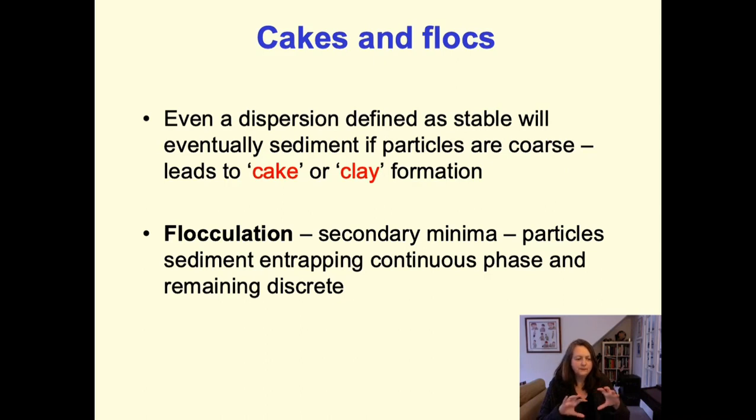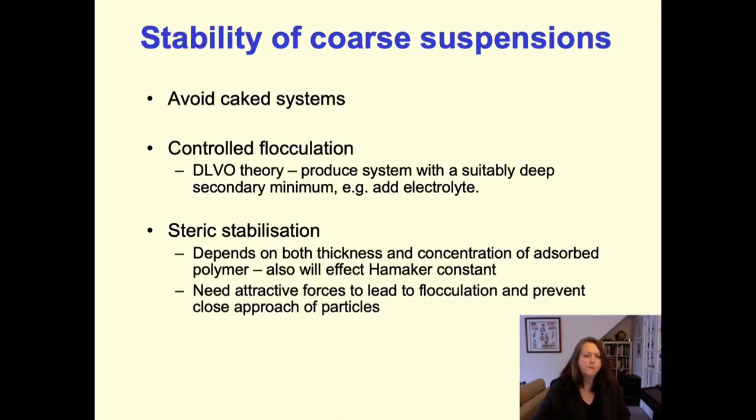So the aggregation state of flocculation works quite well for us when we are trying to formulate a system and to get over the problem of the fact that the particles are too large to start with when they're coarse. And so we can create some compromise that allows us to have a formulation that if you shake the system just before you use it, then you've got your dispersion back. So we need to avoid the caked system that I spoke about.